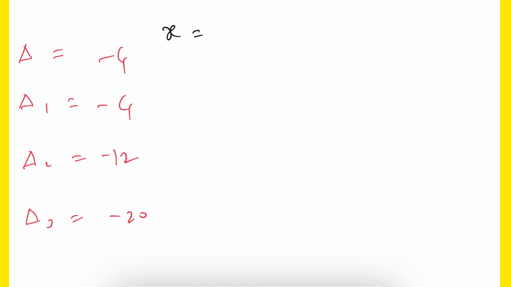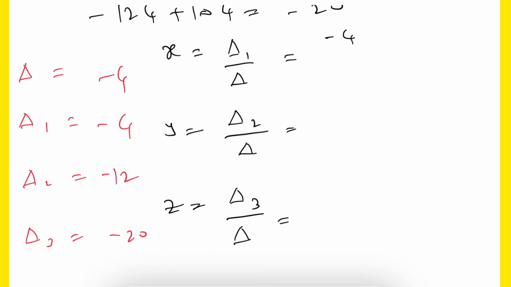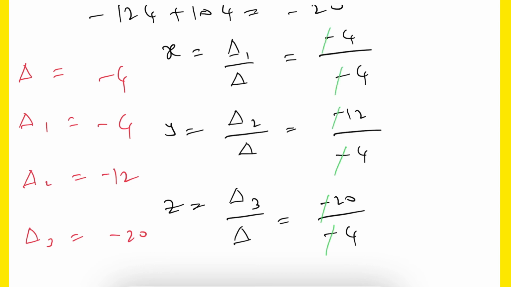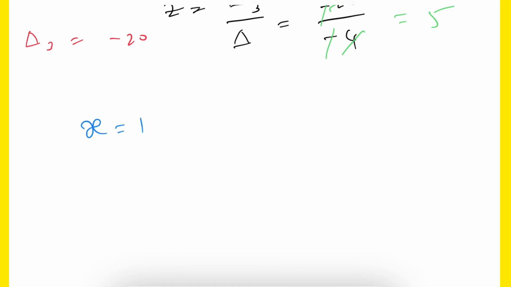Now the x value is nothing but delta 1 by delta, the y value is nothing but delta 2 by delta, and z is nothing but delta 3 by delta. So delta 1 minus 4 by delta minus 4, delta 2 minus 12 by delta minus 4, delta 3 minus 20 by delta minus 4. If we simplify, minus minus cancel, minus minus cancel, minus minus cancel, 4 cancel, so 1, 4 3s are 12, 4 5s are 20. So the x value is 1, y value is 3, and z value is 5.